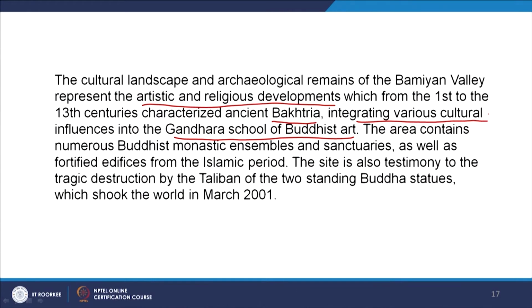Of course, you might have heard about Gandhara from the ancient mythological stories of the Mahabharata, the wife of Dhritarashtra, Gandhari. So the Gandhara school hails from that particular region, and this place integrates the various cultural influences of Buddhist art. It contains various Buddhist monastic ensembles, sanctuaries, as well as fortified edifices from the Islamic period. So there is a blend of Buddhist and Islamic buildings and their representations.